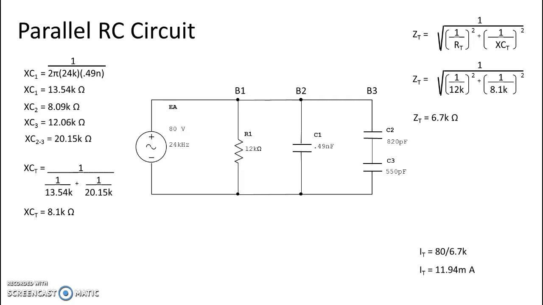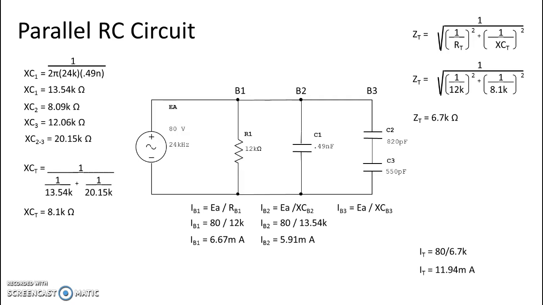We're going to look at branch currents next. So you should be pretty familiar with this process, especially for B1 and B2, as it's going to be just the same as the others that we've done. For branch 1, we take voltage divided by resistance, 80 divided by 12K, 6.67 milliamps. For branch 2, we take voltage divided by capacitive reactance, in this case 80 divided by 13.54K, and we get 5.91 milliamps. Now for branch 3, of course, we're going to use the total ohmic value of the branch, so we are going to take 80 divided by 20.15K, and that gives us a current of 3.97 milliamps.